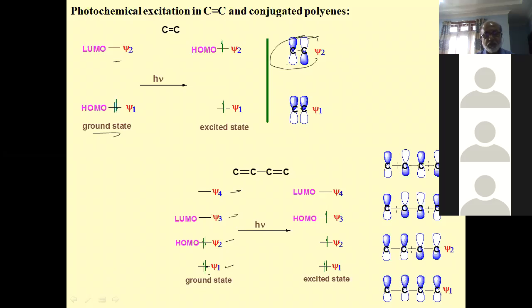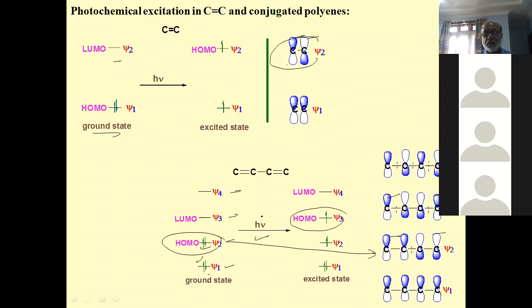But 4 electrons, how will they be present? 2 will be here, 2 will be here. So Psi2 becomes HOMO. But when you excite it, 1 electron goes from that to Psi3. In the excited state, this becomes Psi3. Psi2's terminal lobes are antisymmetric, and Psi3's terminal lobes are symmetric.